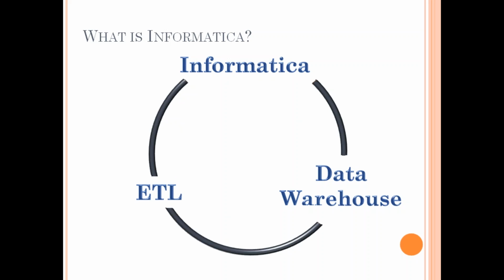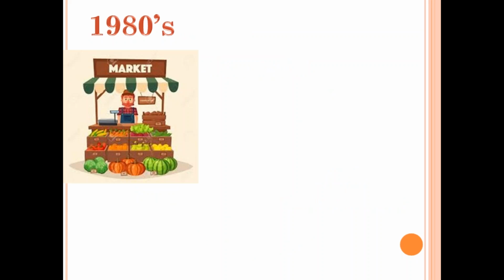So to get an understanding of this, let's start the discussion with a simple example. Let's go back to the 1980s. In the 1980s, if you look at the markets, the stores where groceries or whatever is available are very small in size, and the customers who visit the store at a time are also very few, like one or two customers at a time.